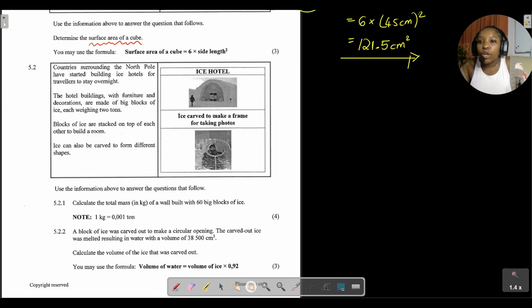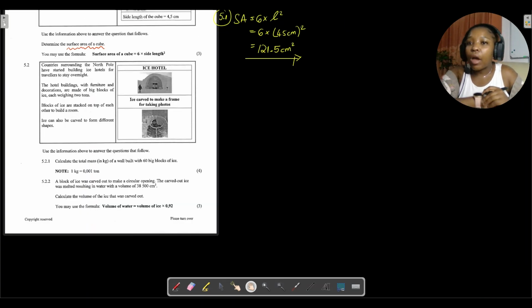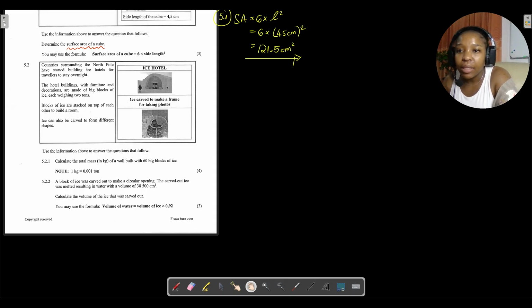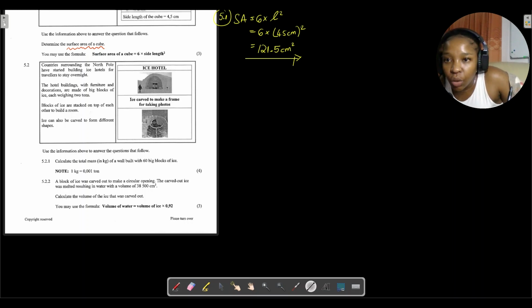Okay, good. Let's have a look at question 5.2. Countries surrounding the North Pole have started building ice hotels for travelers to stay overnight. The hotel buildings with furniture and decorations are made of big blocks of ice, each weighing 2 tons. This is very important information here: these big blocks of ice weigh 2 tons. Blocks of ice are stacked on top of each other to build a room. Ice can also be carved to form shapes.